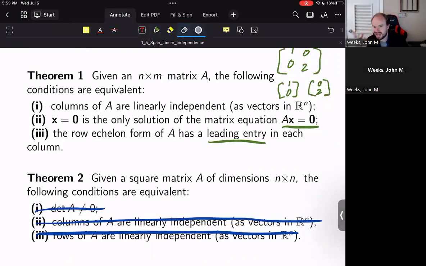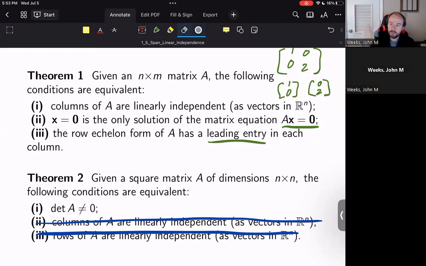Given a square matrix A of the same dimensions, the following conditions are equivalent. Well, we're going to connect this back to the idea of invertibility inside of this system of equations. Well, we know that whenever the determinant of A is not equal to 0, you have a unique solution inside of your space. Well, what is that going to mean?